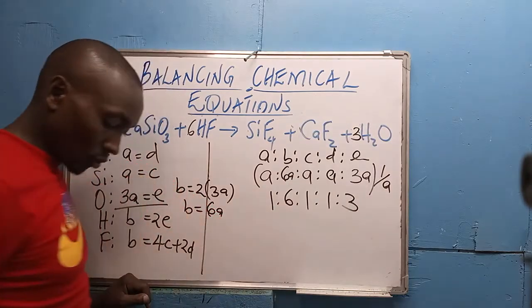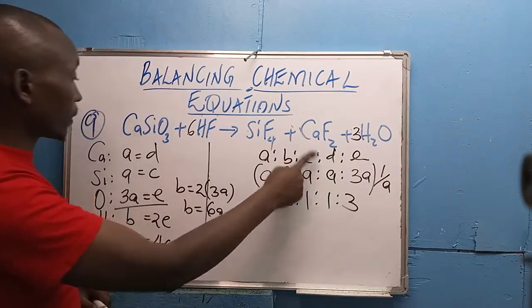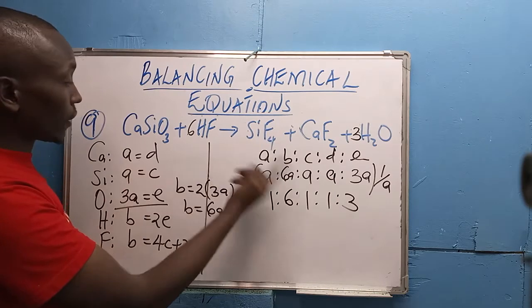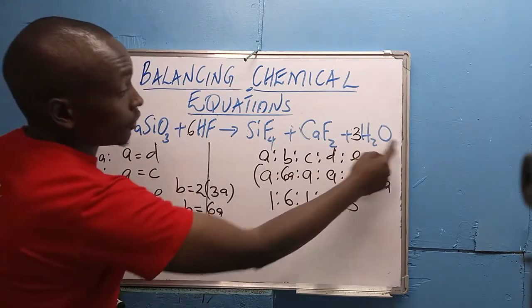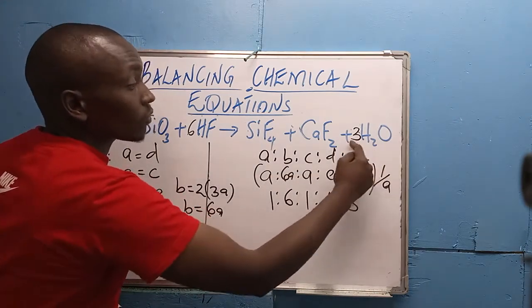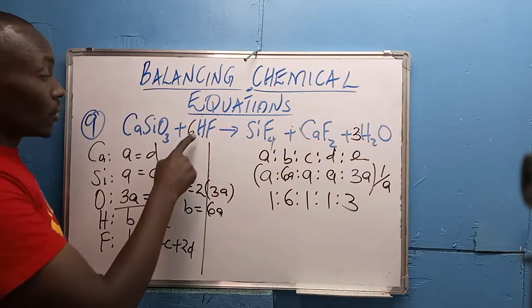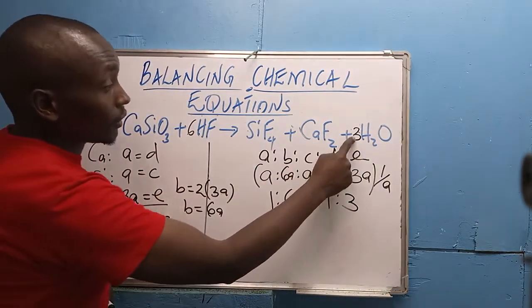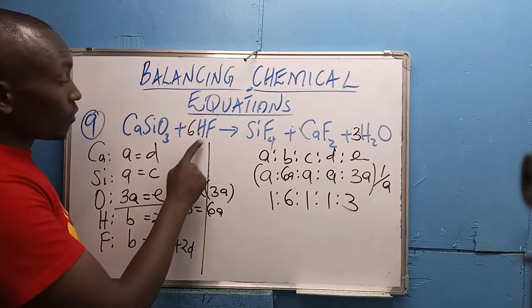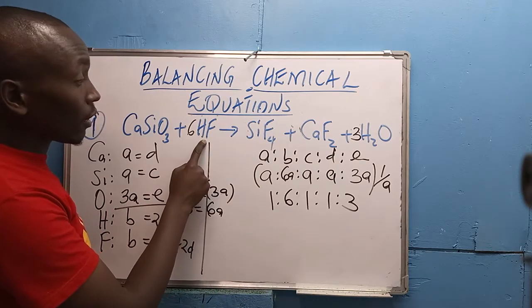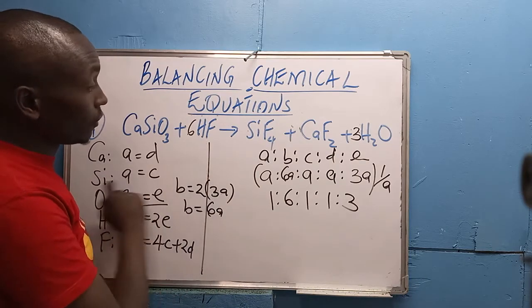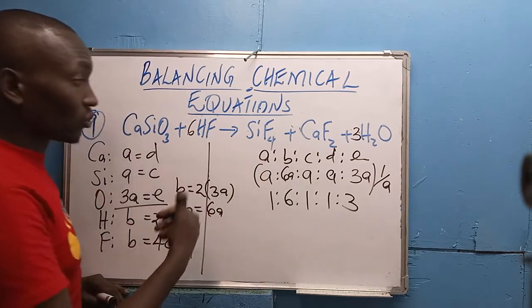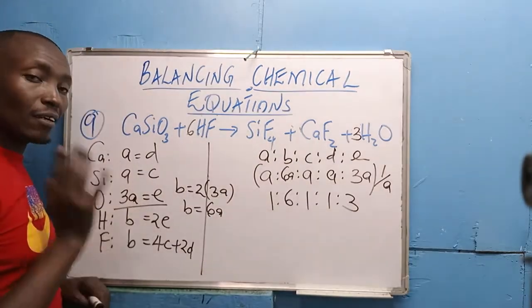This is 1, this is 6, this one is 1, then here it is 1, and over here it is 3. Calcium is 1, it's 1 on the other side. Silicon is 1, 1 on the other side. 3 oxygen, 3 of them. Considering this is 3 molecules of water, so it is 3 oxygen atoms. Hydrogen, there are 6. On this side, 2 times 3, 6. Fluorine, this is 6, yes. 4 plus 2, 6. The equation is balanced.